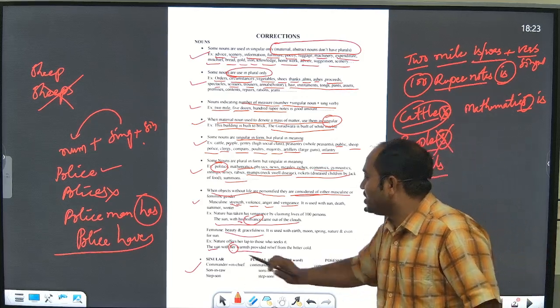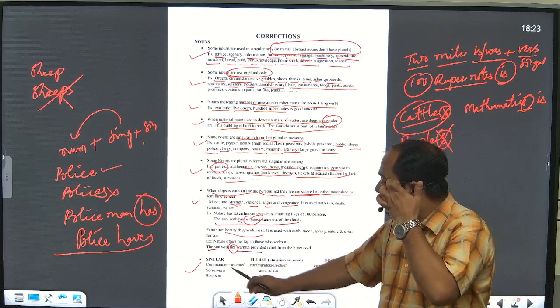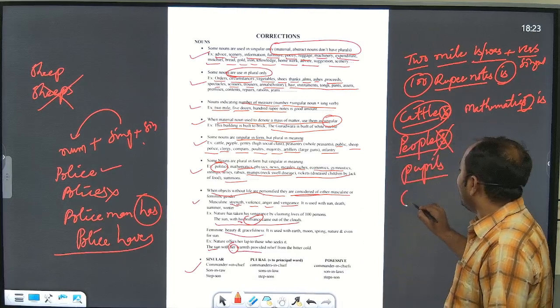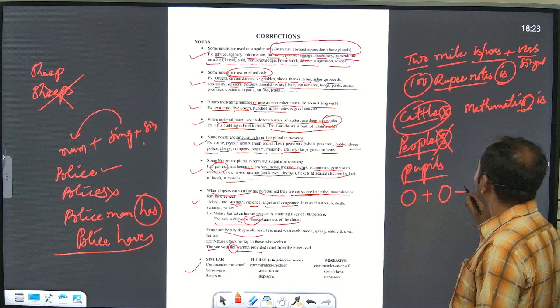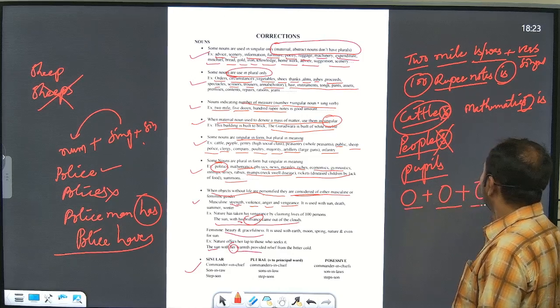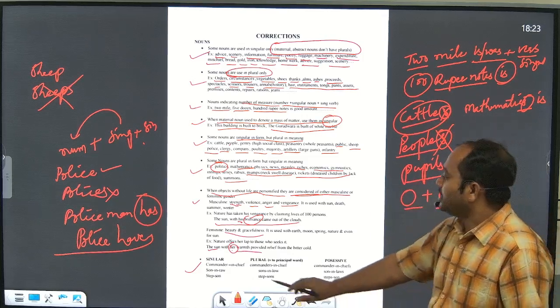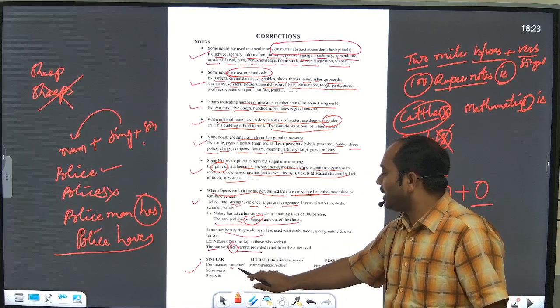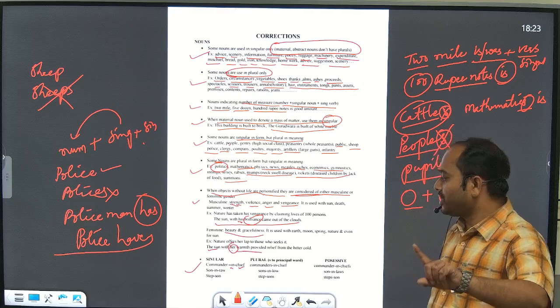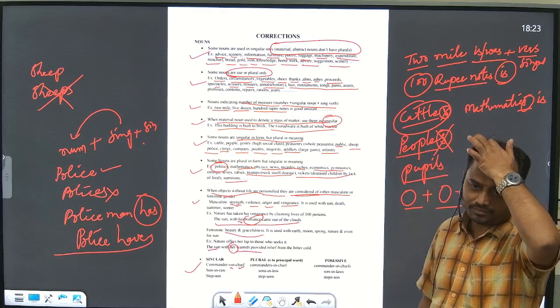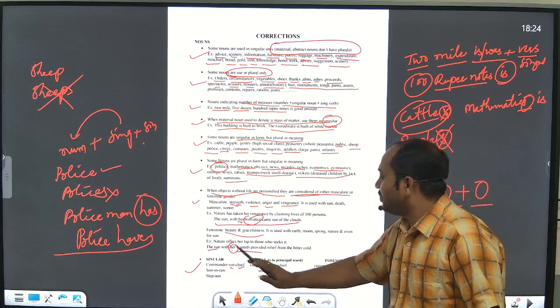Suppose commander in chief. It is a compound word. Compound word means a word which is formed with more than one word. Three words are formed as one word. So commander is one word, in is one word, and chief is one word. Three are formed as one word, that is a compound noun. Okay. So commander in chief is a singular word.